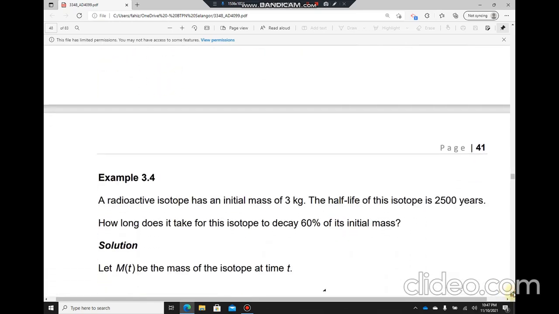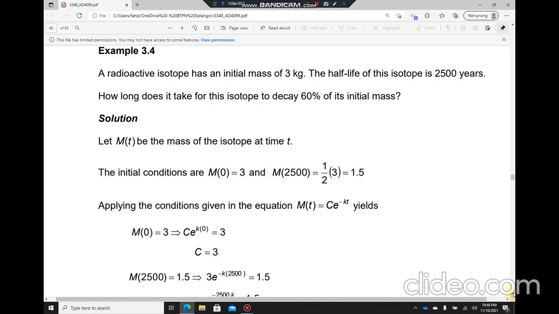Okay. Then next example 3.4, a radioactive isotope has an initial mass of 3 kg. The half-life of this isotope is 2,500 years. How long does it take for the isotope to decay 60% of its initial mass?